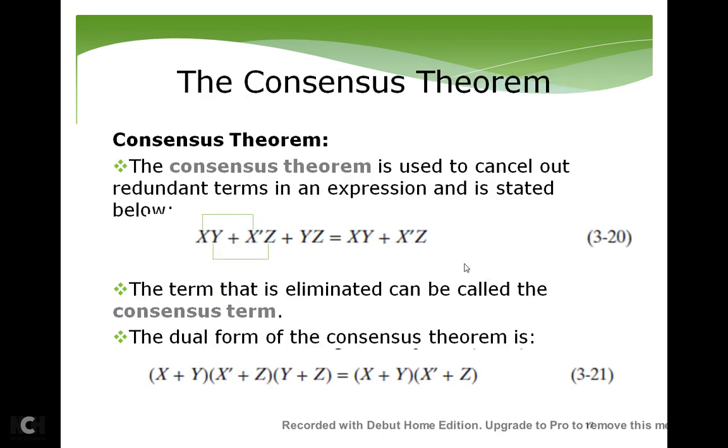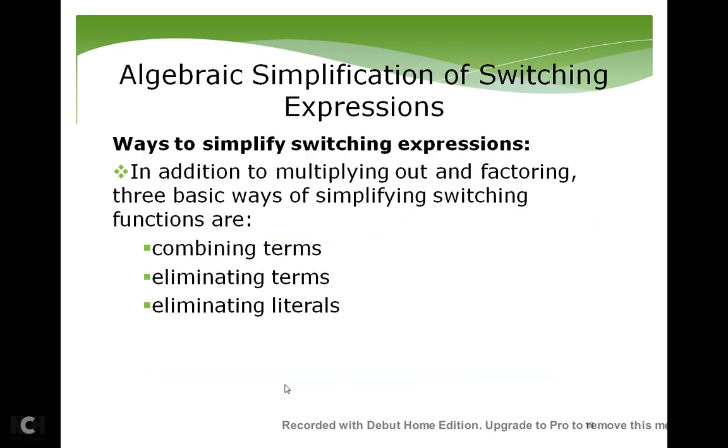Now, consensus theorem. Let's look at this again. You get x with y, x prime with z, so the yz is redundant, gets removed, and then you have this. The term that's eliminated is called the consensus term. You can form the consensus term here. I saw the x with the y and x prime with the z, formed the consensus term yz, recognized it here and knew it was redundant. And the consensus theorem, of course, has a dual.